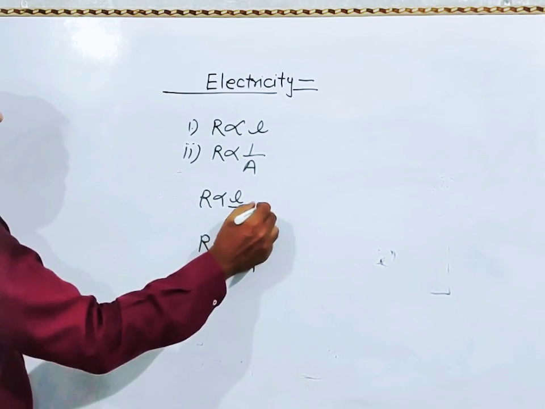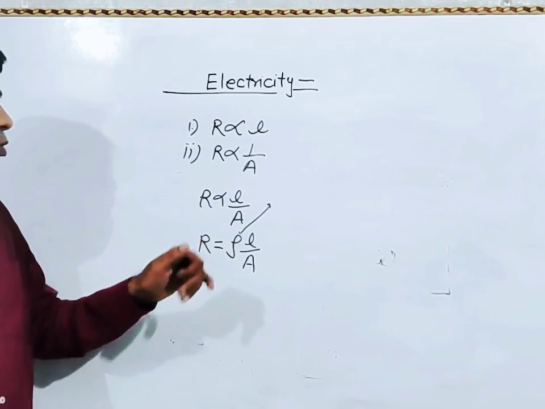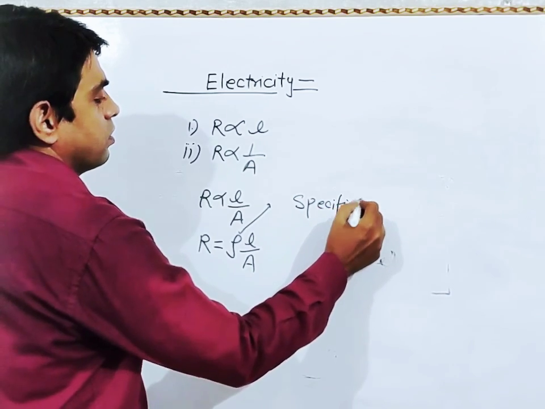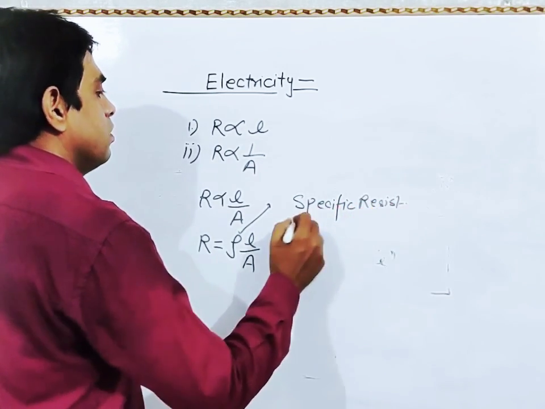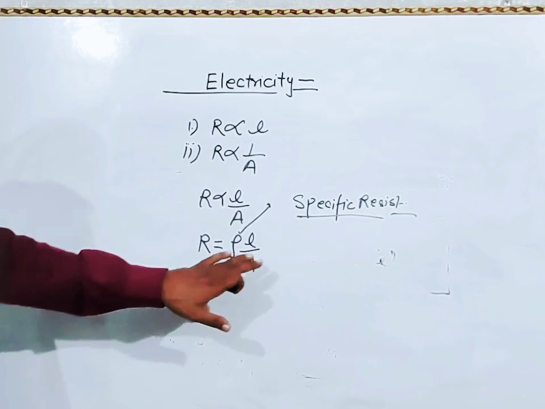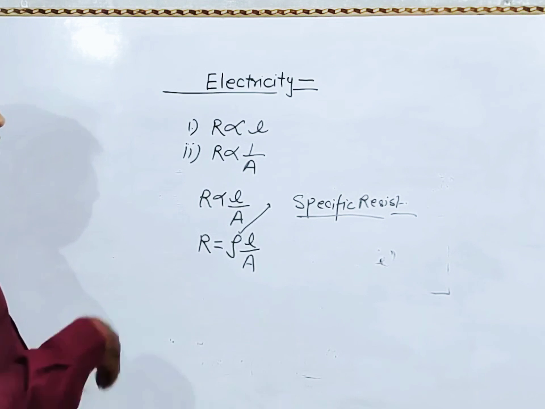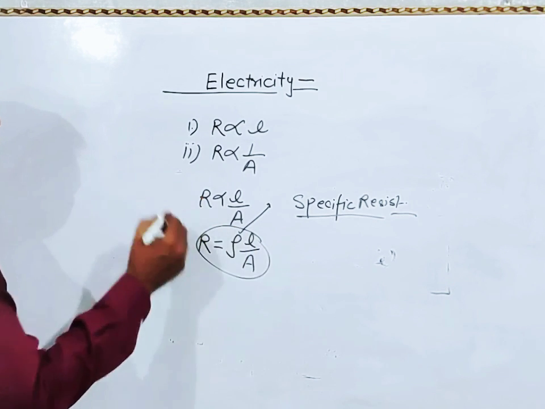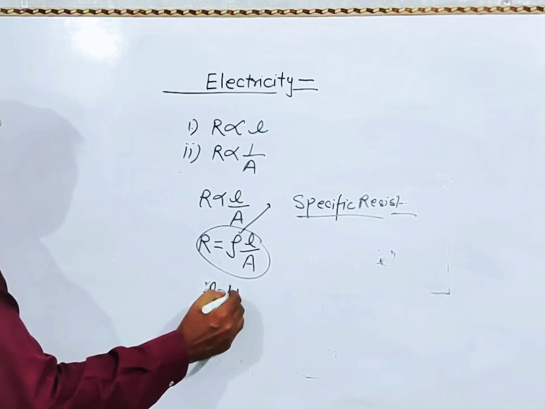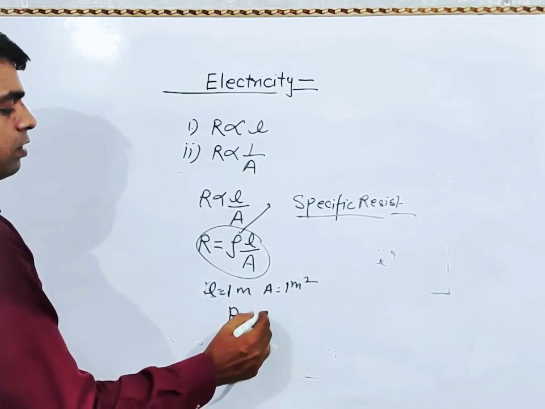So this many physical quantities have come. You have already studied rho. Now what is rho? We call it specific resistance. So this is also a kind of resistance, but it is specific. So here we have R is equal to rho L by A. Rho is the proportionality constant known as specific resistance, or we can also call it resistivity. Now we are going to define what the resistivity is. For R equal to 1 ohm, or for L equal to 1 meter and A equal to 1 meter square, R is nothing but the resistivity.